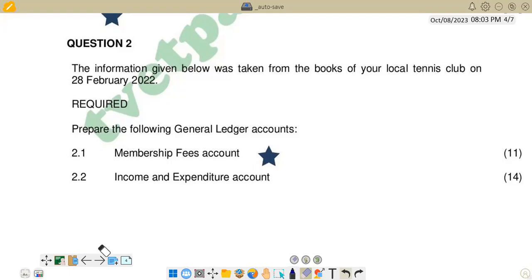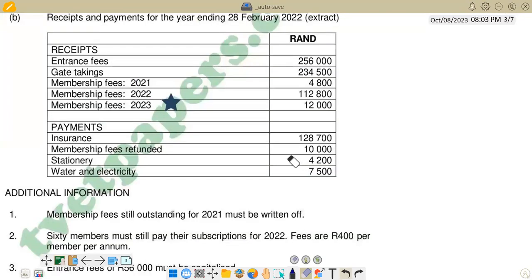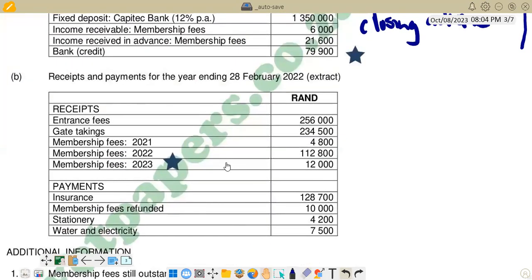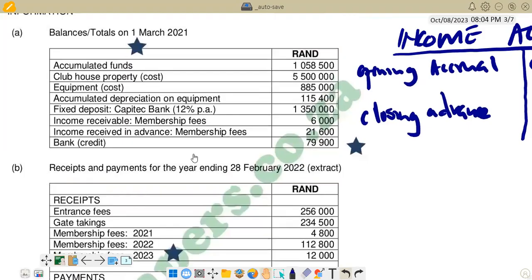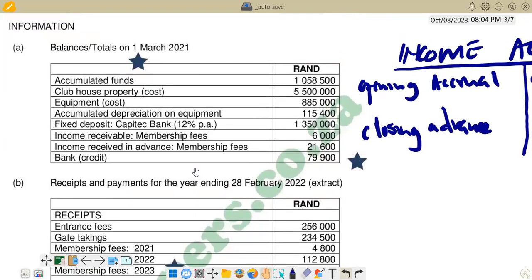So let's look at the information that we are given in the question concerning those two accounts. We have the information concerning receipts and payments, and above that we also have certain information. We have the first table, which gives balances on 1 March 2023, and then we are given receipts and payments for the year ending 20th February 2022. The first part requires us to prepare a membership fees account.